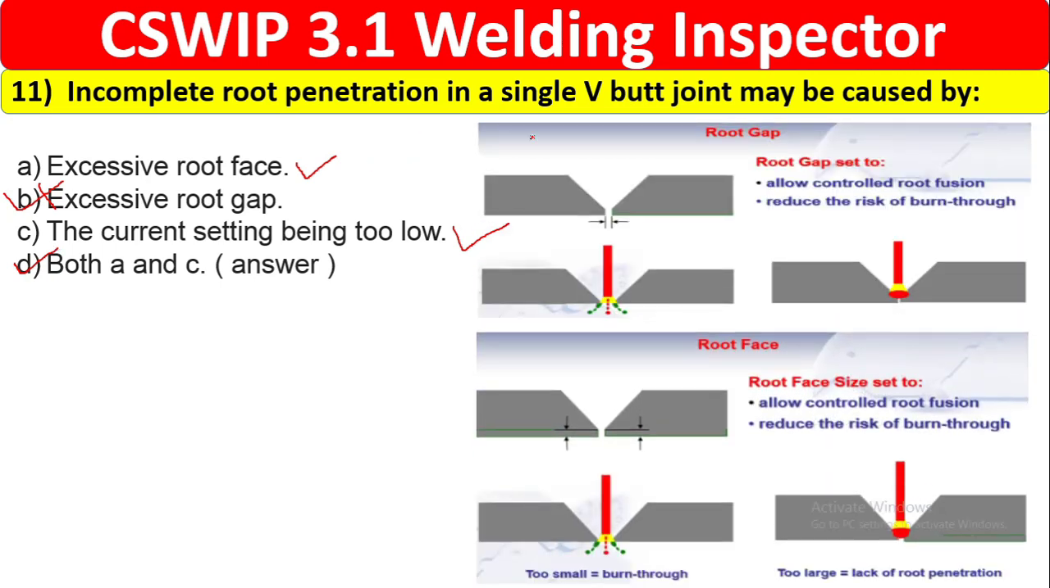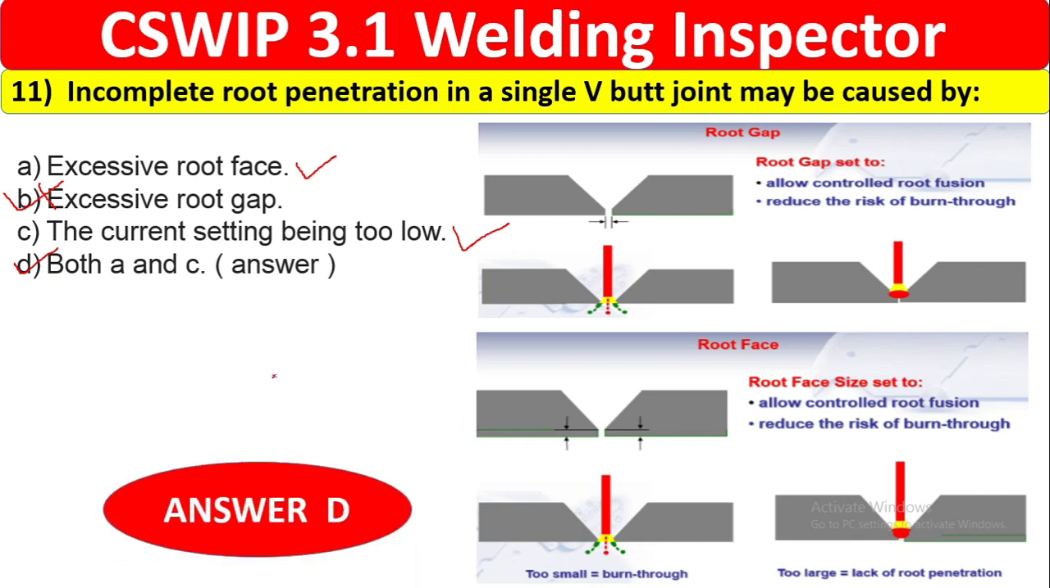You see here, root gap. If the root gap is large, burn through can occur; if the root gap is small, it means incomplete root penetration. You see here, with too small a root face, burn through could occur. With too big a root face, meaning a large root face, there will be lack of root penetration. So the option is D, the correct answer. I think you understand all 11 questions with their explanation.